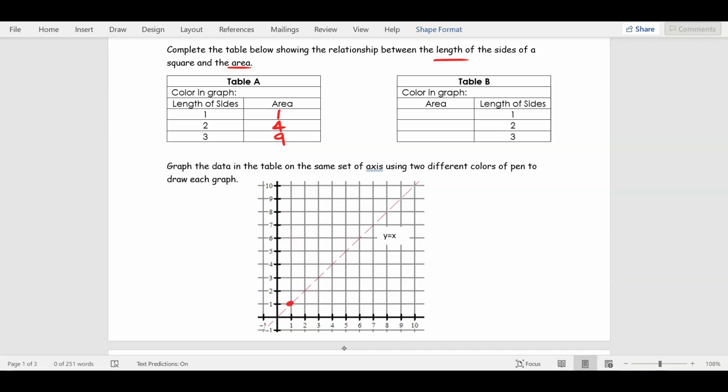Now let's plot 2 comma 4. Now it's x comma y. So x is 2, y is 4, so that means right 2, up 4. Put a point there. And then 3, 9, 3 to the right, 9 up, 3 comma 9 is right there. So has everyone graphed those 3 points?